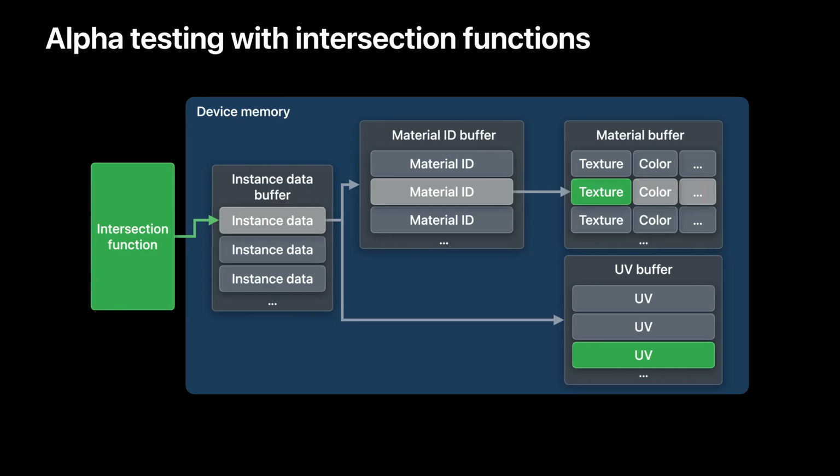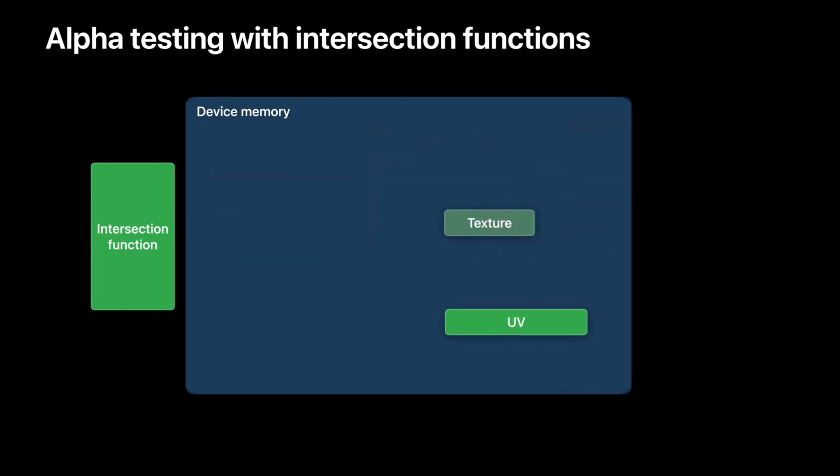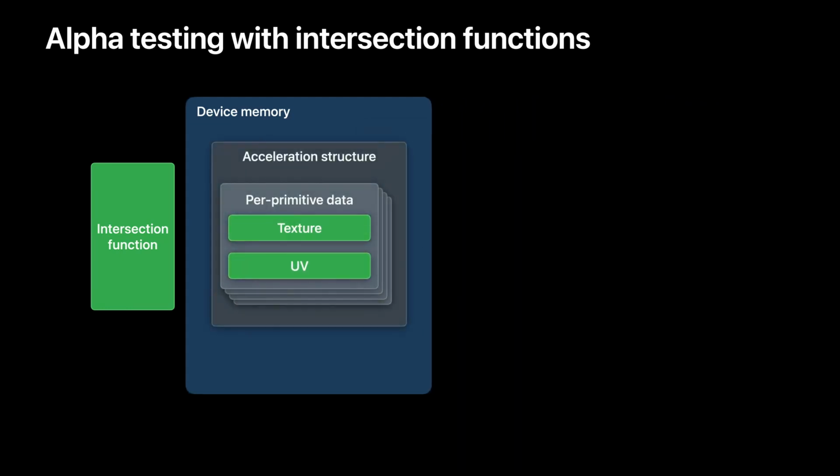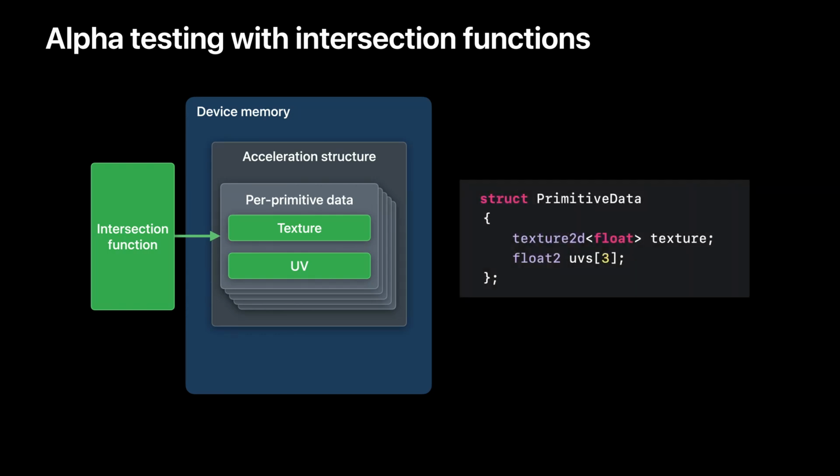Now, I will show you how you can simplify this code and improve its performance using per primitive data. Instead of using a complicated buffer setup with multiple layers of indirection, you can simply store only the data the intersection function will need for each primitive directly in the acceleration structure. In this example, you can create a struct containing the texture and UV coordinates for each primitive. You provide this data when building the acceleration structure, and the intersection function simply receives a pointer to that data when a ray hits the primitive.